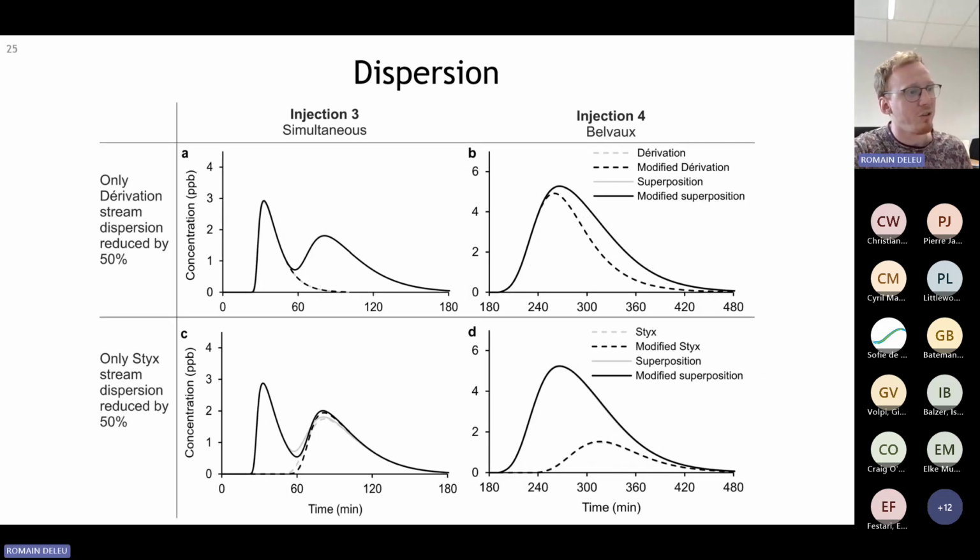And finally, if we change the dispersion, as you can see, it doesn't change that much. The difference between the gray curve and the black curve is not clear. There is a very slight change, but yeah, it doesn't change that much.